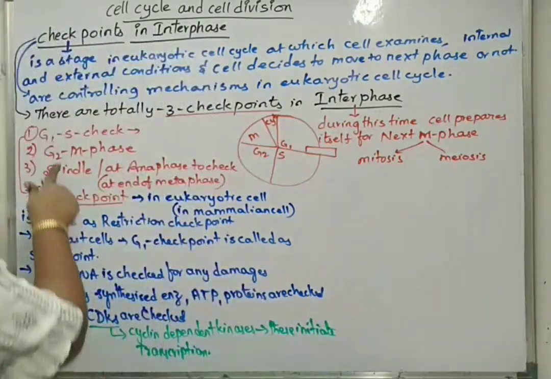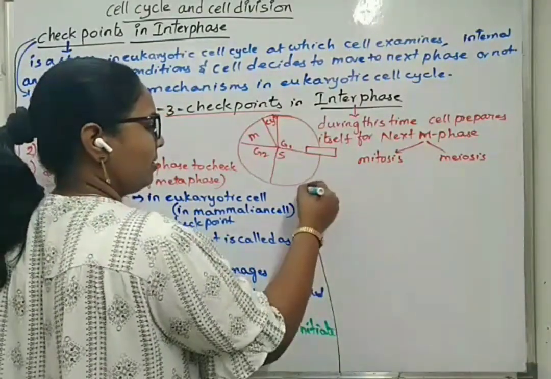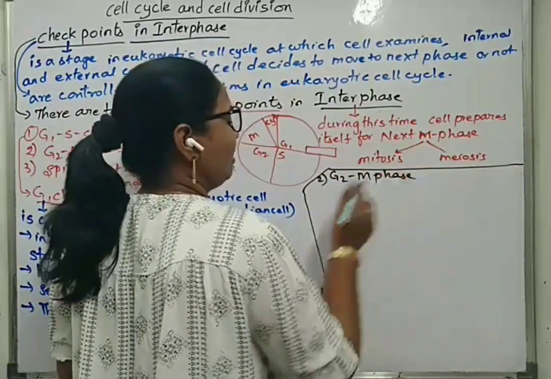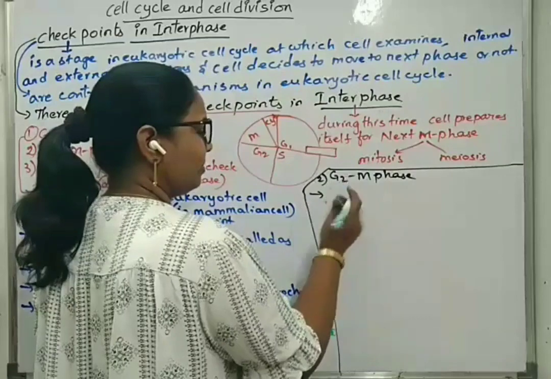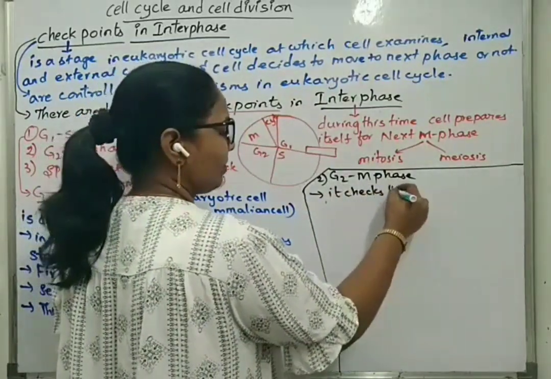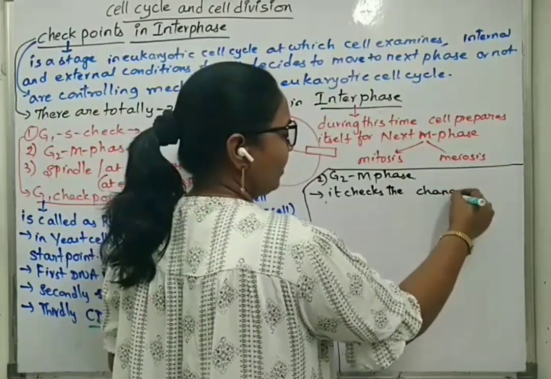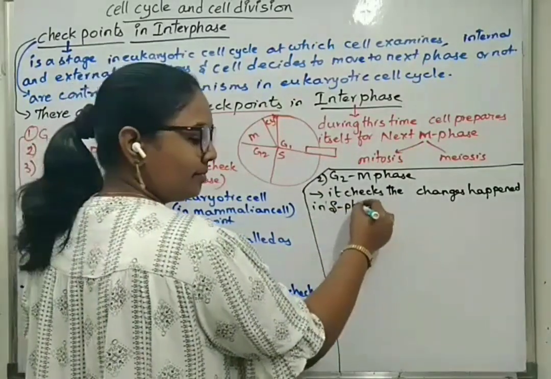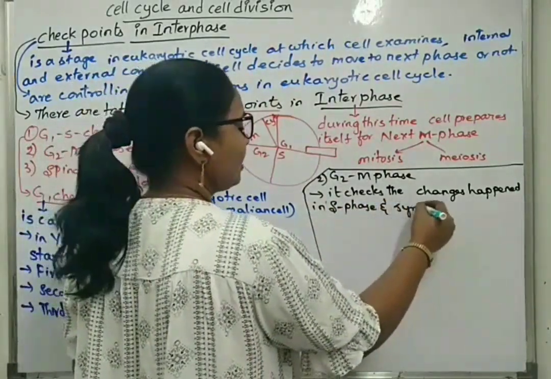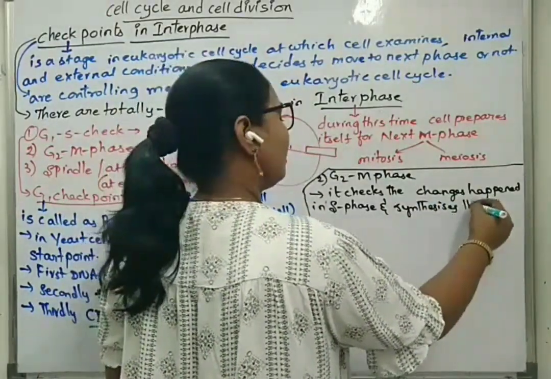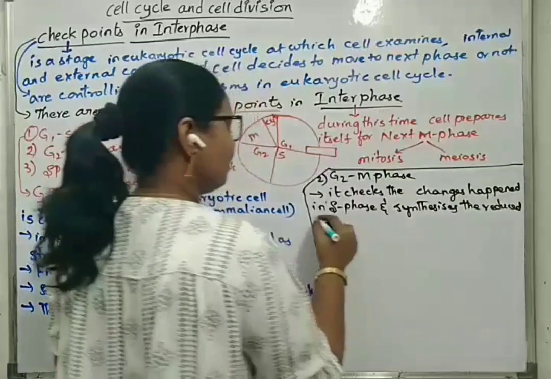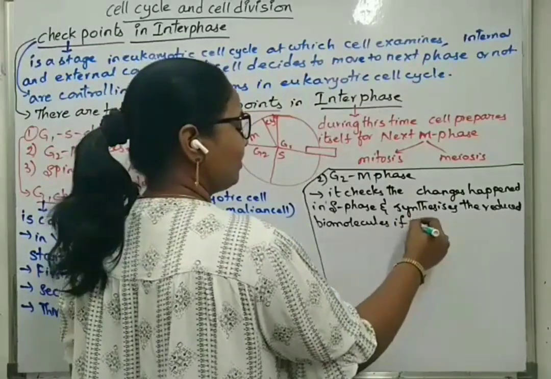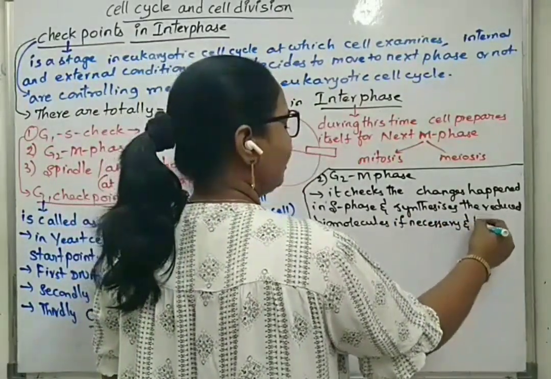So the second one, the G2 M checkpoint. It checks the changes that happened in S phase and synthesizes the required biomolecules like enzymes, proteins, etc., if necessary, and then moves to M phase.